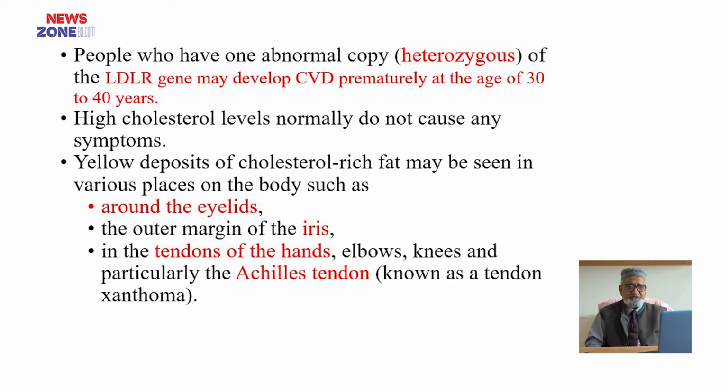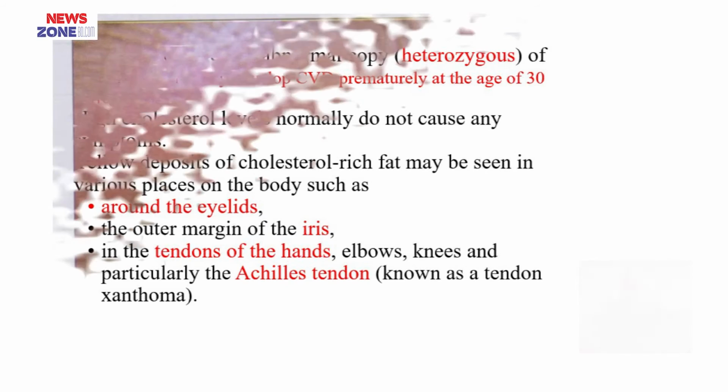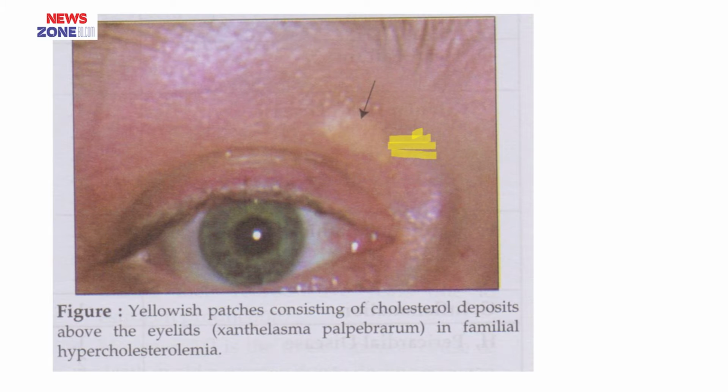High levels of cholesterol normally do not cause any symptoms, but yellow deposits of cholesterol-rich fats may be seen in various places on the body, such as around the eyelids, the outer margin of the iris, and the tendons of the hands, elbows, knees, particularly the Achilles tendons. If you see the picture, the yellow patches consisting of cholesterol deposits above the eyelids in familial hypercholesterolemia are marked by the arrow.